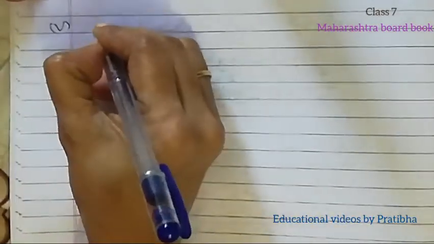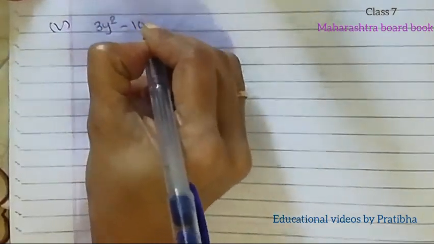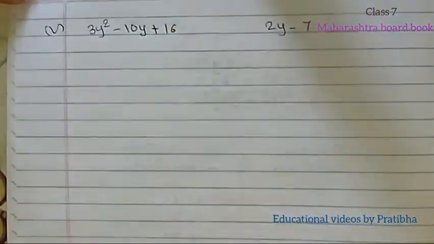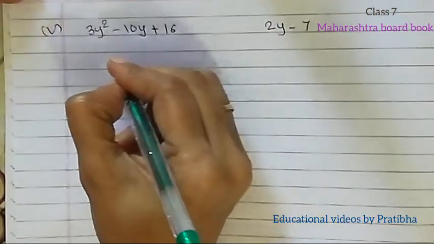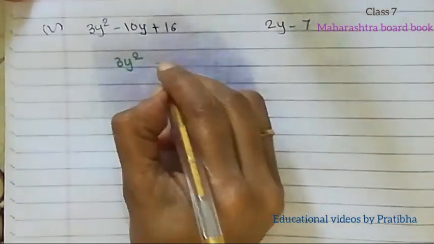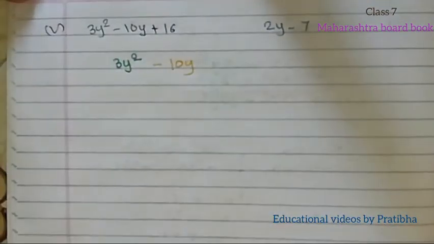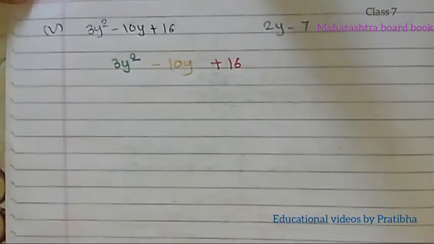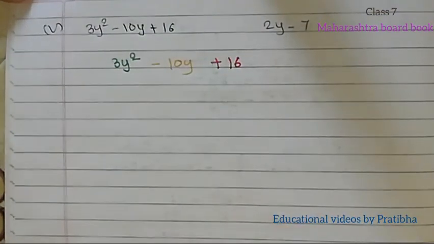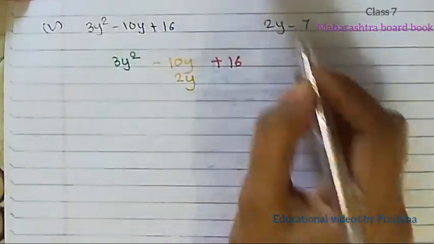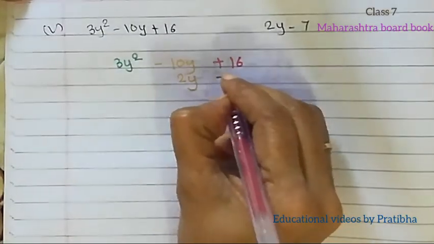Let us do question number 5 now. That is 3y square minus 10y plus 16, and the second expression is 2y minus 7. So let us write our terms first. First I am writing 3y square, then minus 10y, and then plus 16 here. In our second expression only two terms are there, that is 2y minus 7. So 2y will come here beneath 10y and minus 7 will go here beneath the constant.